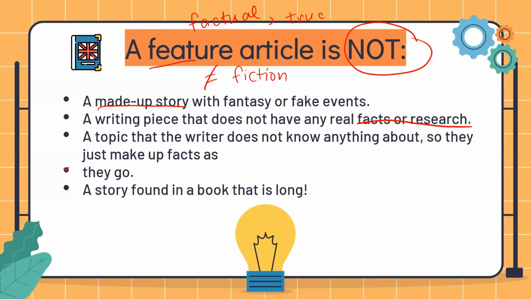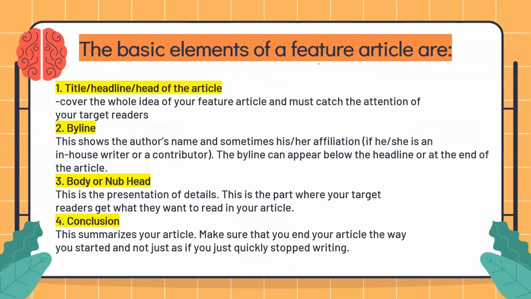Let's move on. There are 4 basic elements of a feature article, and they are the following. A feature article has a title, a headline, or a head of the article. This one covers the whole idea of your feature article and must catch the attention of your target readers. Meaning to say the title should be creative, should catch the attention, and it should be placed on top of the paper there to invite readers to read all the paragraphs within the article.